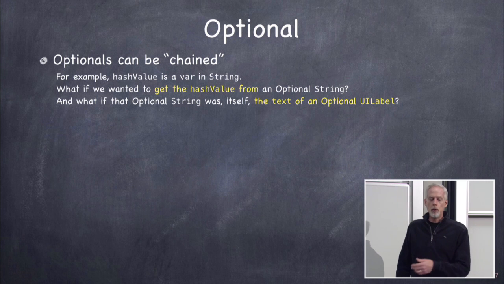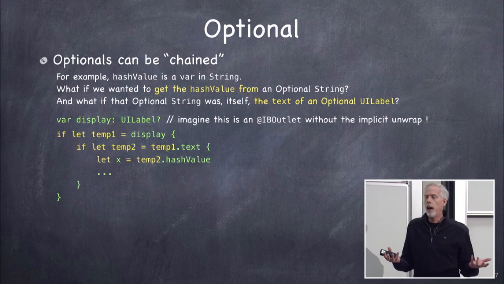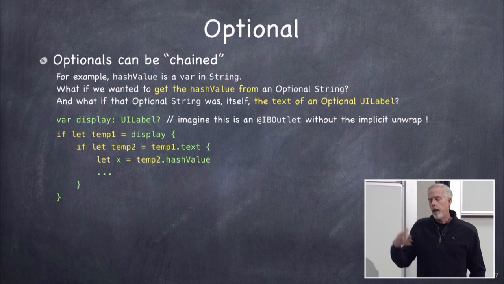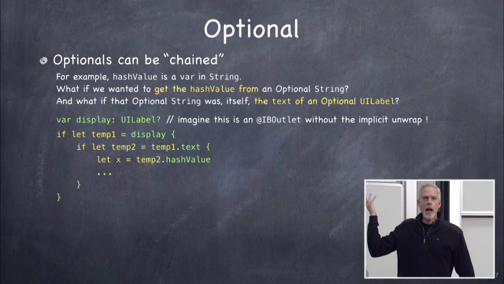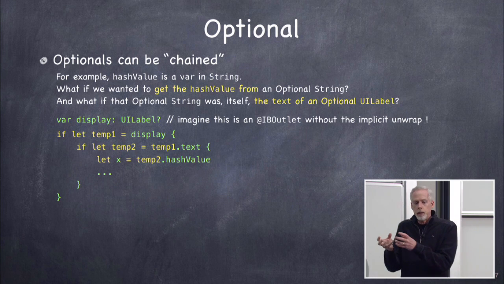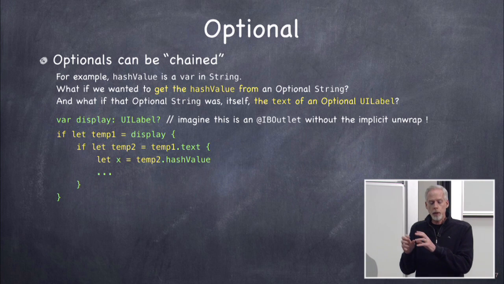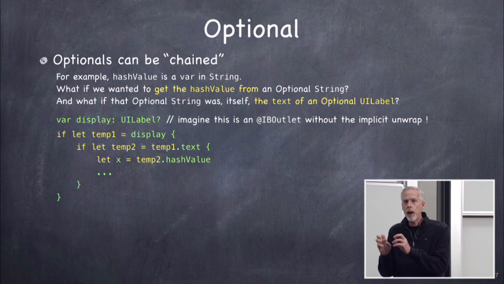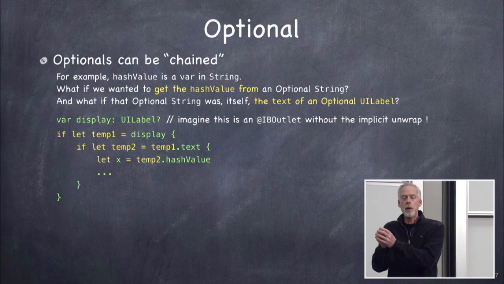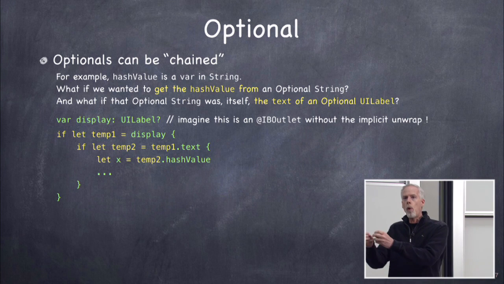So I would probably do some code that looks like this. This is probably similar code to what we have in our calculator, where I've got my display, right? That's my IBOutlet probably, that display UILabel question mark. And I'm going to do if-let here because I don't want to crash, so I don't want to do exclamation points, okay? So I'm going to say if-let some temporary value equals the display. Now temp1 is the UILabel. And then I say if-let temp2 equal temp1.text.